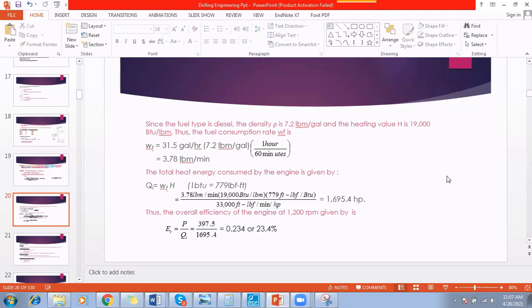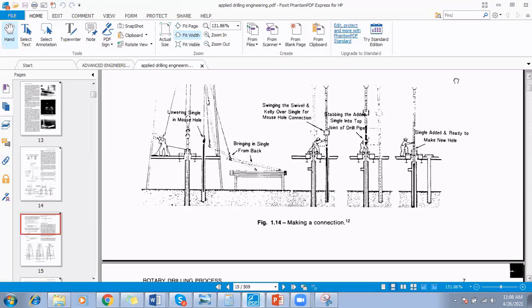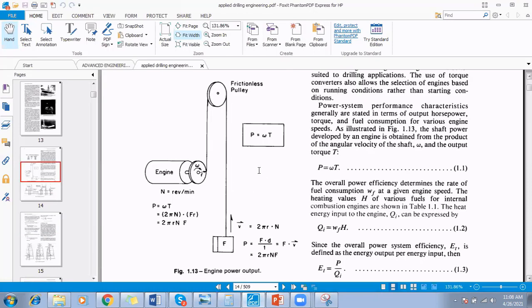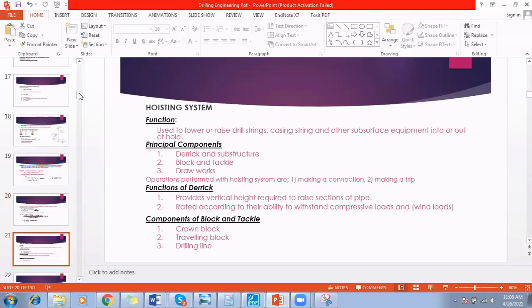So any other student, if you have any confusion regarding this, then you need to ask now, because if you try to do it at a later stage, you will feel difficulty. So it will be best if you do these calculations at the moment. And actually, I am discussing these things from chapter number 1 of Applied Drilling Engineering. Any students, if you have any question regarding the power system, let me know.